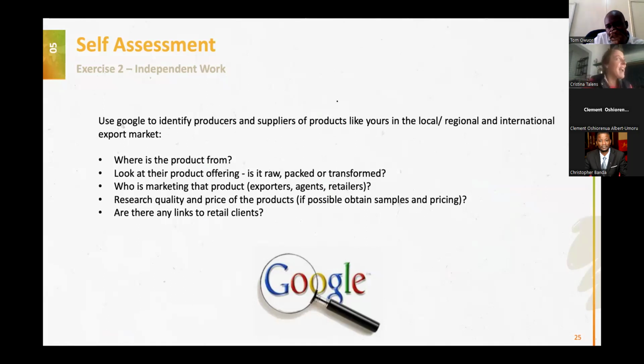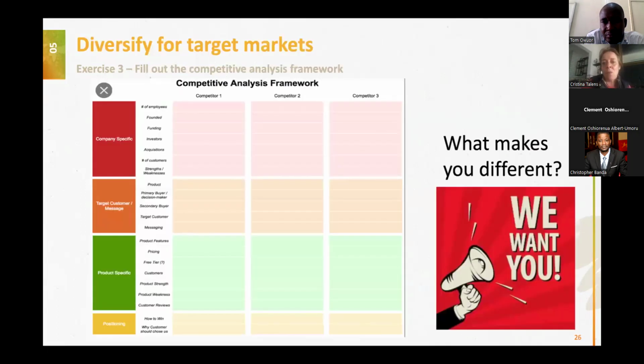If you already have done benchmarking, Rachel, was it you? If you've already benchmarked the other products, it would be really interesting to get some idea of the pricing of the other products, get some samples, and then at least you can start pricing your product. And then look at any links to retail clients, if there are any retailers that are selling it. And then we want you to fill out a competitive analysis. When you've done that research, look at the company specific information.